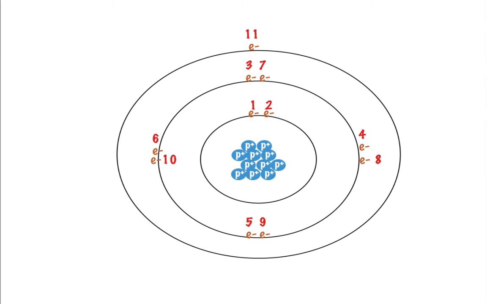Now, this 11th electron is what I would call the valence electron. This is the outermost electron. This is the one that's furthest away from the nucleus. That's my valence electron.